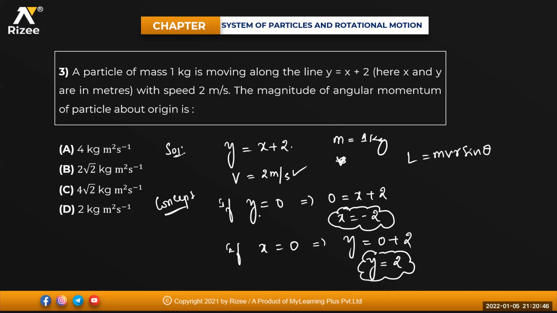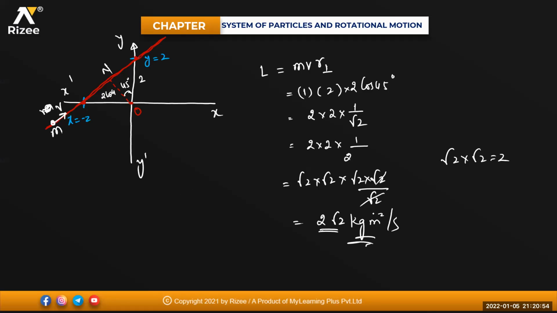That means in the given equation, if I take y as 0, we get x equal to how much? Minus 2. If x is 0, we get y equal to plus 2. So from that I got a graph, beta. y is plus 2 and x is minus 2. Touching the two points, if I draw a line, I get a straight line. And the particle is going along this straight line. About the origin means I need to draw a perpendicular on the line at the point N. So O to N will give me the perpendicular distance. So L is equal to mv into r perpendicular. Mass is 1, velocity is 2, r perpendicular is 2 into cos 45. Simplified, we'll get the answer. Clear, beta?